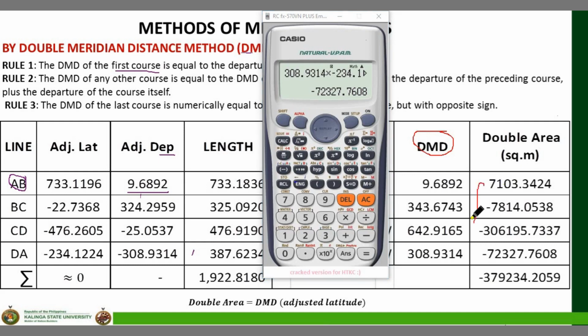of all the double areas. That is equal to negative 379234.2059. This sum is the summation of NDA or north double area plus the summation of SDA. To simplify, ito siya. Okay? Okay tayo dito sa ginawa ko sa may double area. Naawatan tayo?